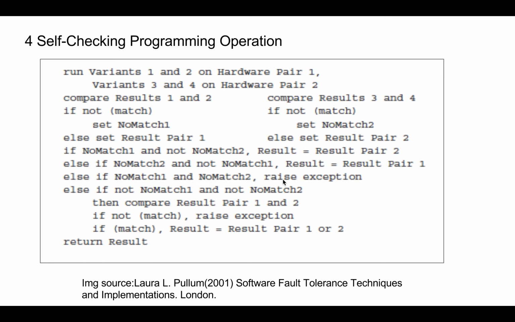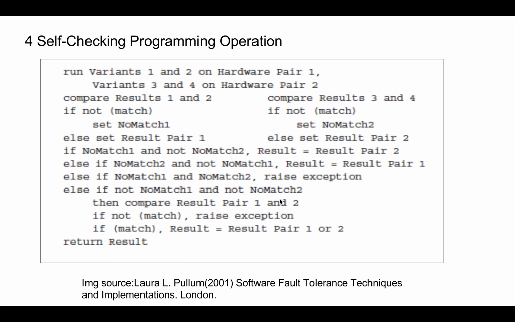If they match, I mean result 1 equals result 2 equals result 3 equals result 4, then the result is set to any of the four matching values and returned as the result of the self-checking program. If these pairs do not match, then an exception is raised indicating a pair failure.